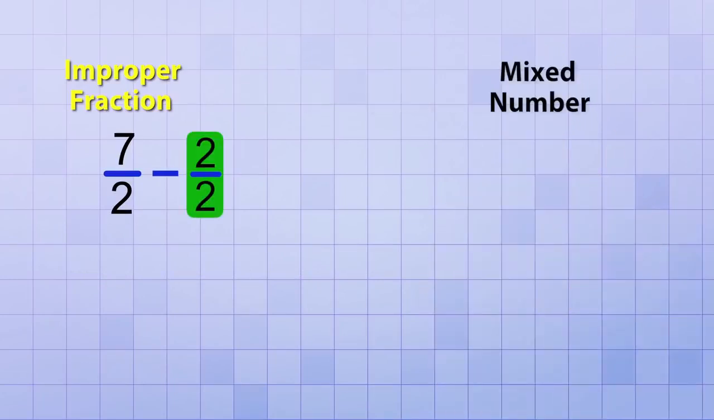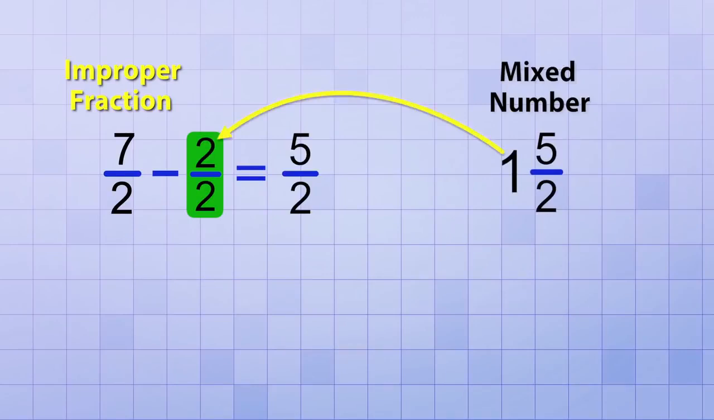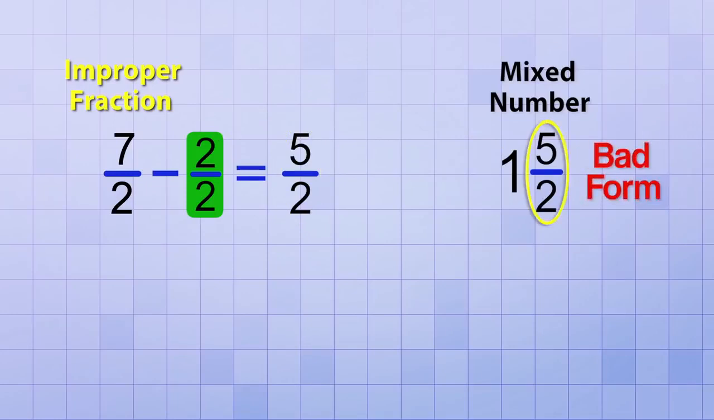7/2 minus 2/2 equals 5/2. That means we can write 7/2 as the mixed number 1 and 5/2, since we subtracted out one whole fraction and had 5/2 left over. And even though that's true, it's bad form because 5/2 is still an improper fraction, which means that there's at least one more whole fraction hiding in there that we could have subtracted out.